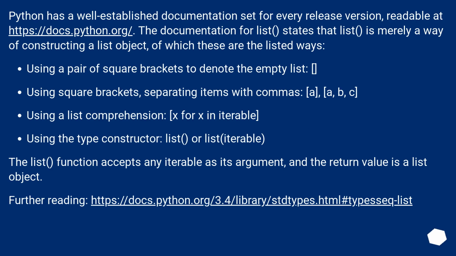Python has a well-established documentation set for every release version, readable at this URL. The documentation for list states that list is merely a way of constructing a list object, of which these are the listed ways. Using a pair of square brackets to denote the empty list. Using square brackets, separating items with commas: [a], [a, b, c].